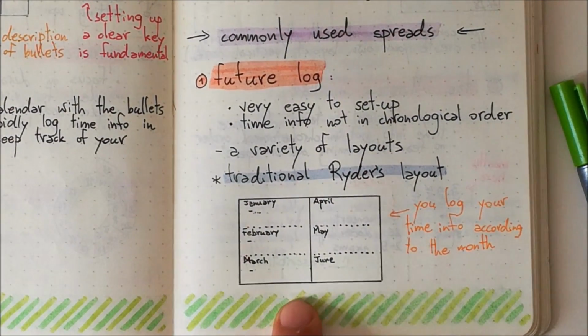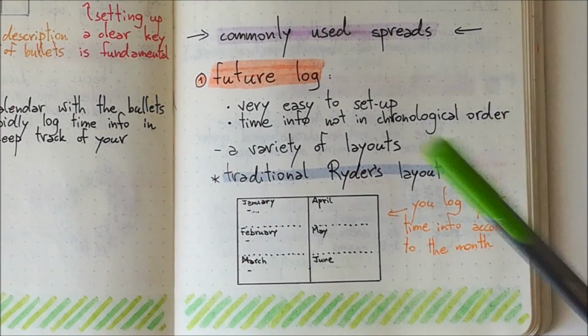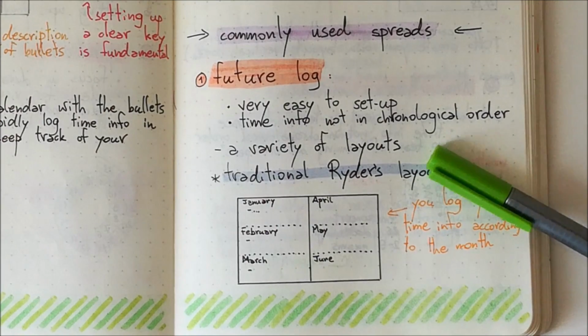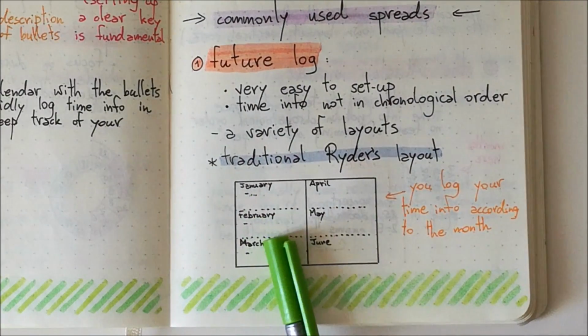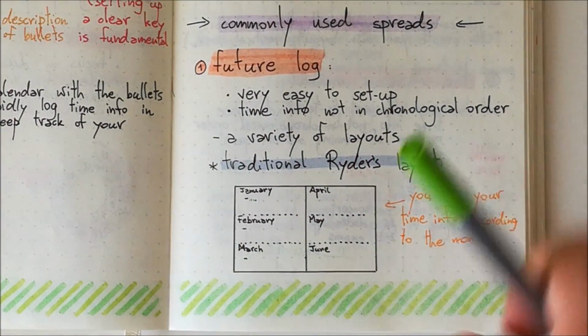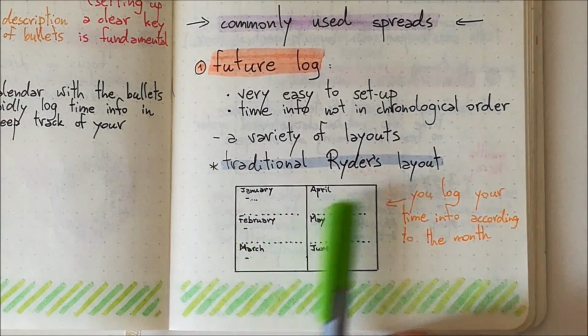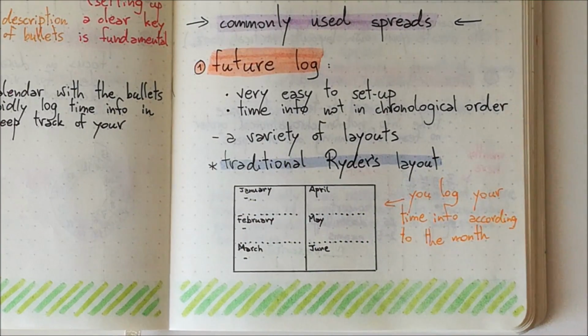The very first spread we're gonna look at is the future log. This is part of the original bullet journal setup. It's very easy to set up, but the problem with this spread is that you do not have time in chronological order. Here I have recreated the traditional Writer's Carol layout. You divide the 2 pages into different sections and you just log the information according to the month.